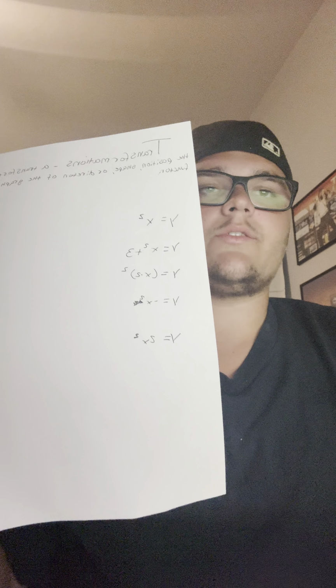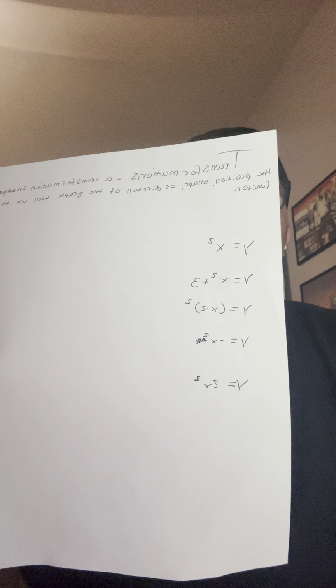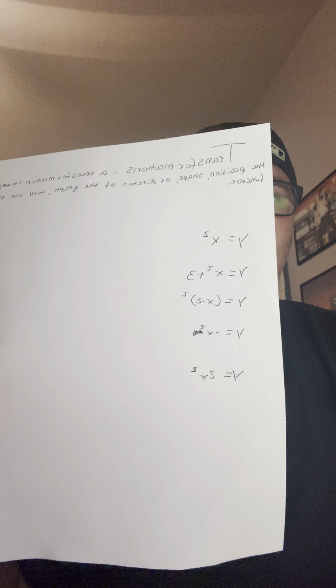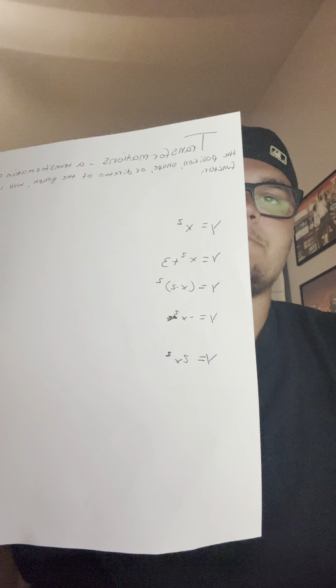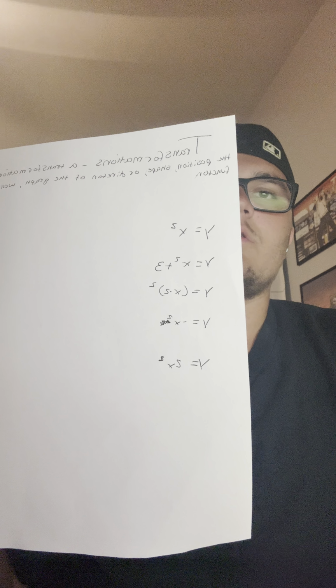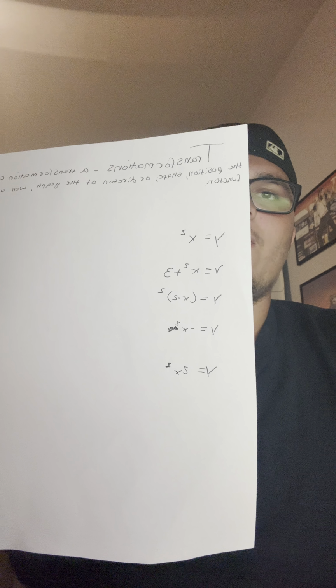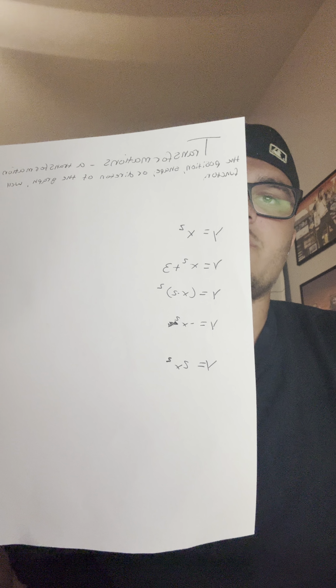Number 2, let's talk about transformations of functions. A transformation changes the position, shape, or direction of a graph. We'll use the parent function. Here's my example. y equals x squared as our starting point. First, let's look at y equals x² plus 3.